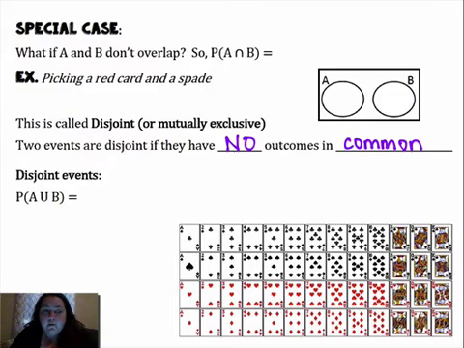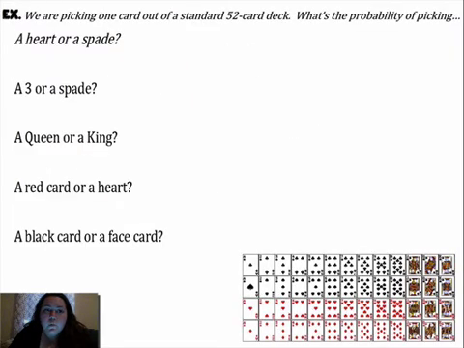Alright, the probability of A or B is the probability of A plus the probability of B. I don't have to subtract out the intersection because it equals nothing. Alright, when picking one card out of a standard 52 card deck, what's the probability of picking a heart or a spade?